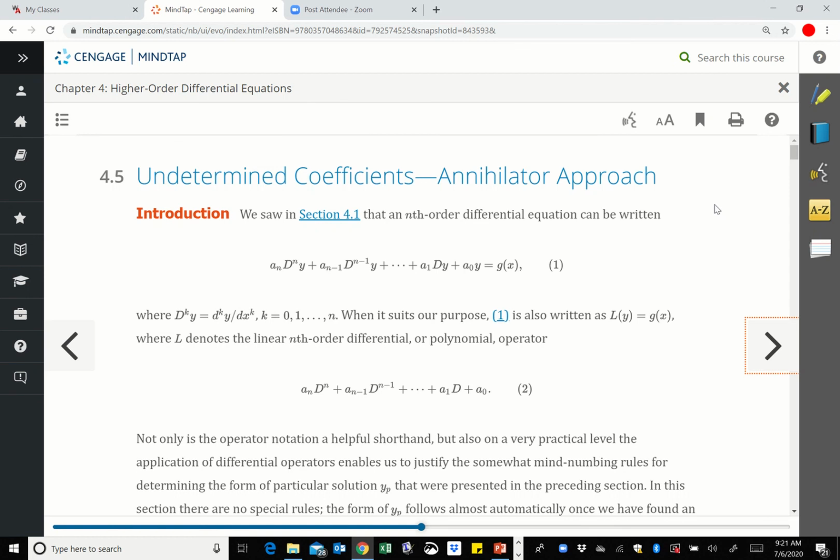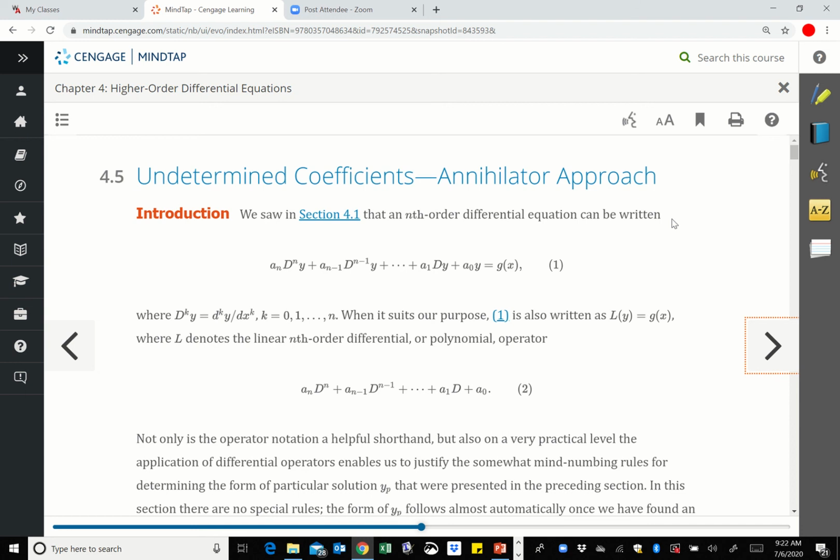We'll now begin the next section. This is section 4.5, undetermined coefficients and the annihilator approach. This is an alternative way of solving these linear differential equations with constant coefficients. It's an alternative to the method that we presented in section 4.4.